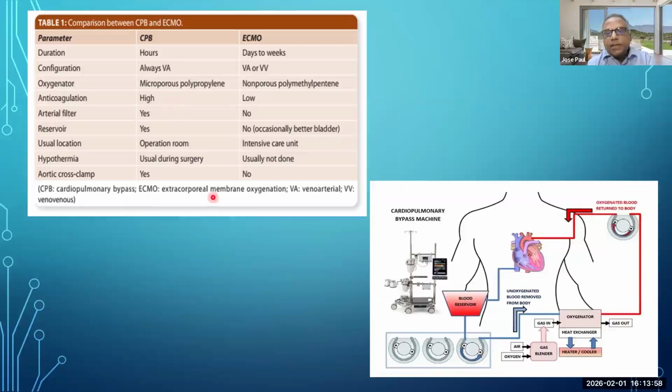So in cardiopulmonary bypass, you take the blood, get it into the reservoir, then it goes through the various pumps, then it goes into the oxygenator and the heat exchanger. The purified oxygenated blood is returned to the patient's body, to the aorta. This is what happens in a cardiopulmonary bypass.